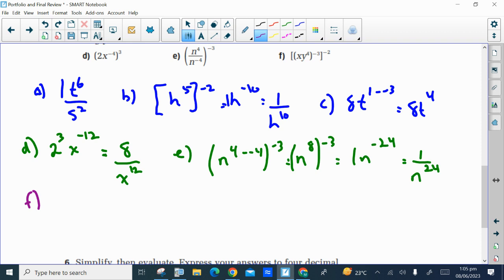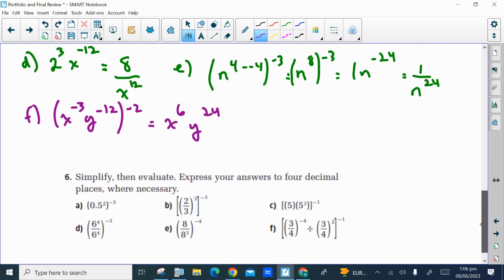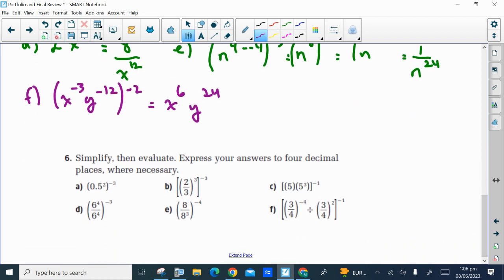For question F, everything inside the first bracket is raised to the power negative 3. The x is raised to the negative 3, and the y to the 4th is raised to the negative 3. So you multiply those exponents. And you have to multiply the exponents one last time, which will turn them both to positive values. So you don't have to move any of them. These next ones are all done the same.